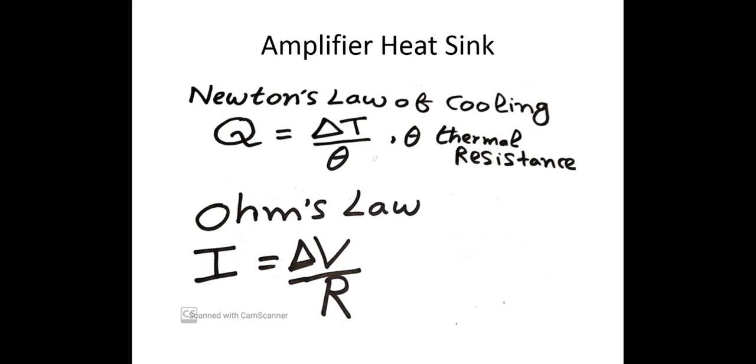Now let's start with the second part of our lecture, which is related to heat dissipation in power amplifiers and heat sinks for power amplifier transistors. The heat dissipation in power amplifiers is basically the heat dissipation in the transistors that are used in the power amplifiers.